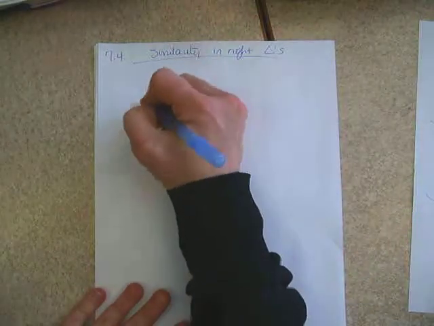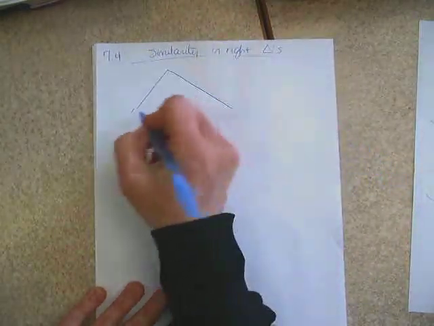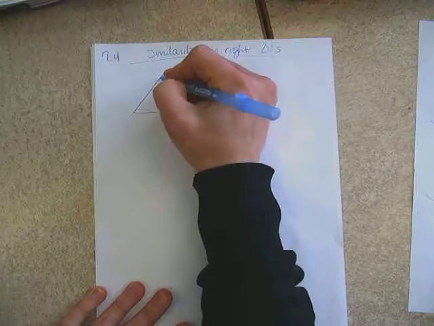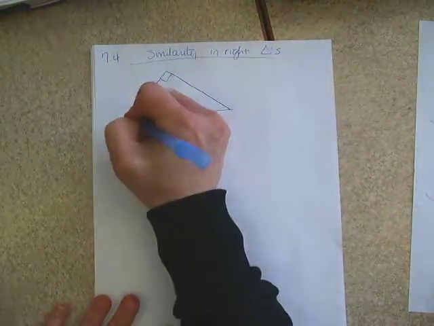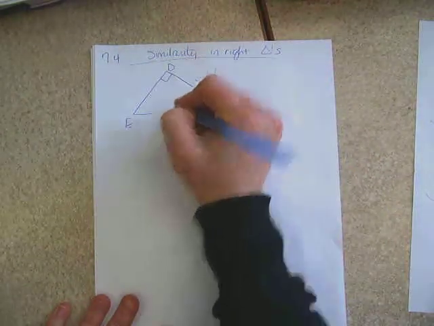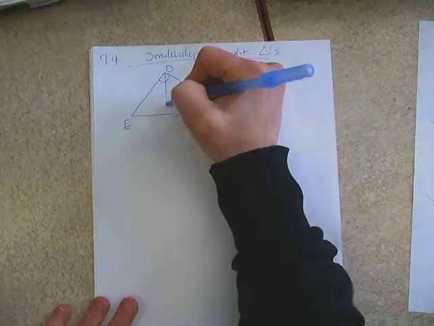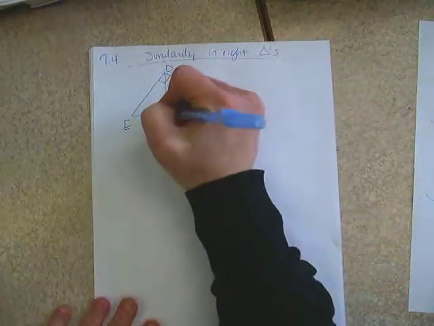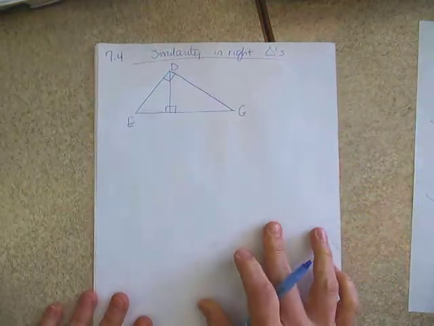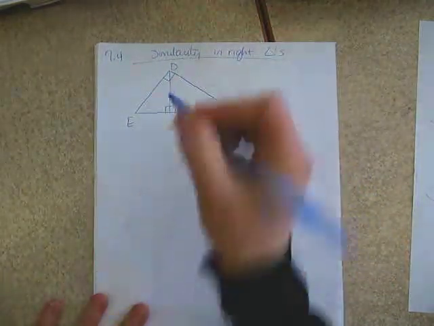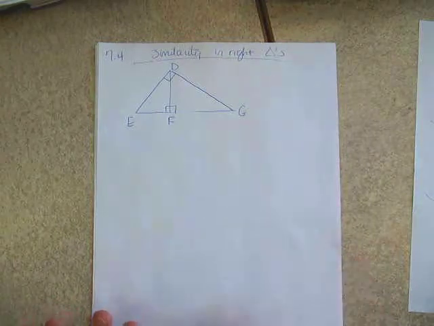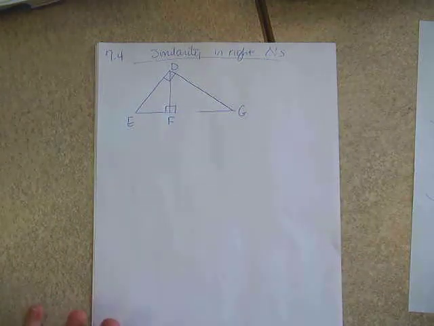Okay, so we're going to be looking at a larger right triangle. We're going to call this EDG, and we're going to drop an altitude straight down from the right angle. So we've got a 90-degree or perpendicular lines there, and we're going to call this intersection F.